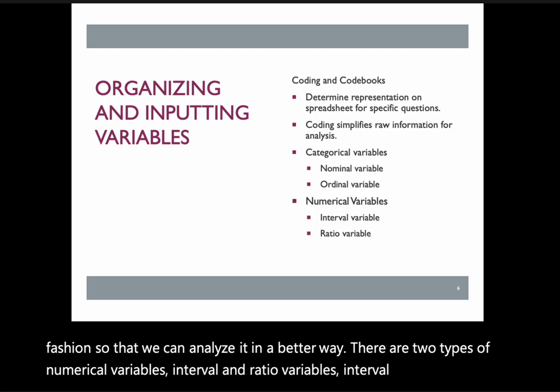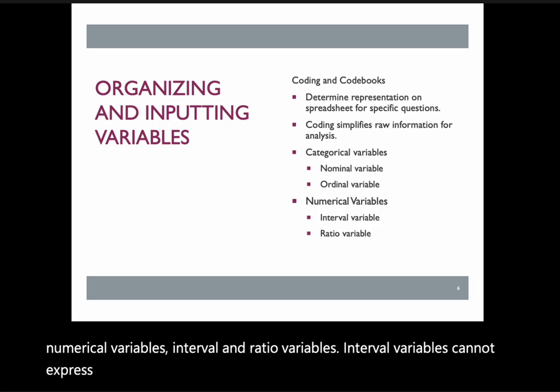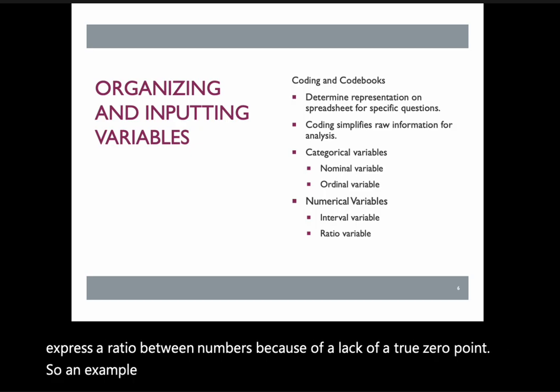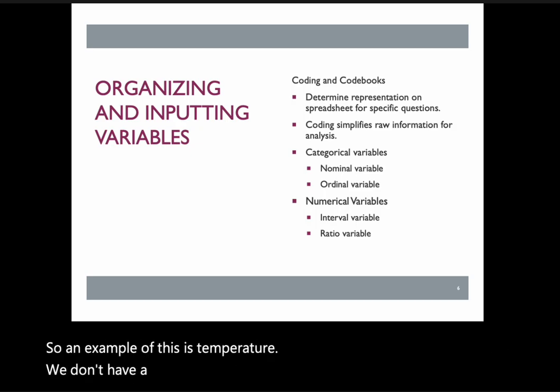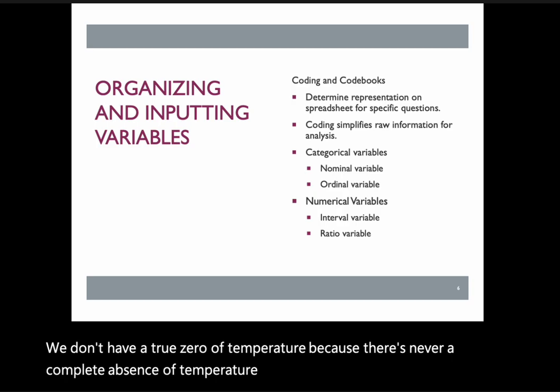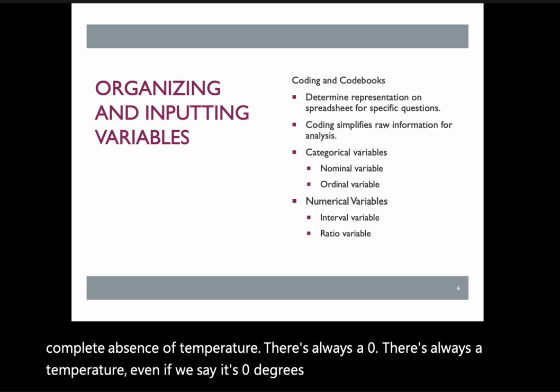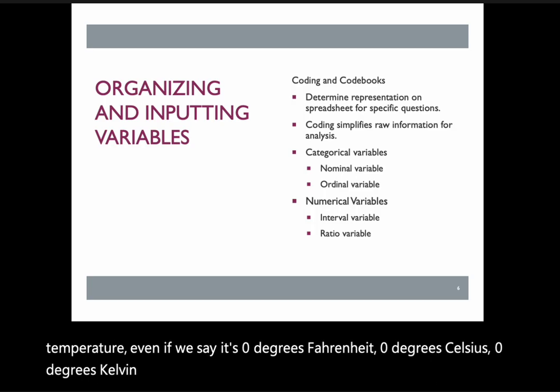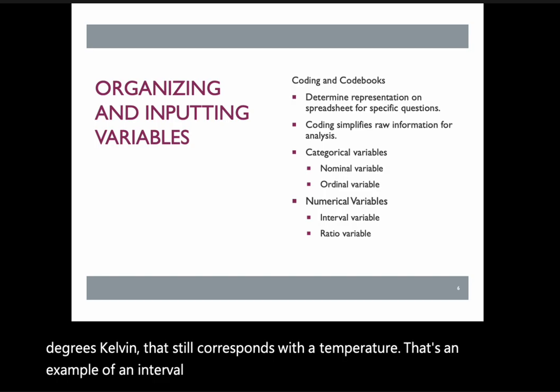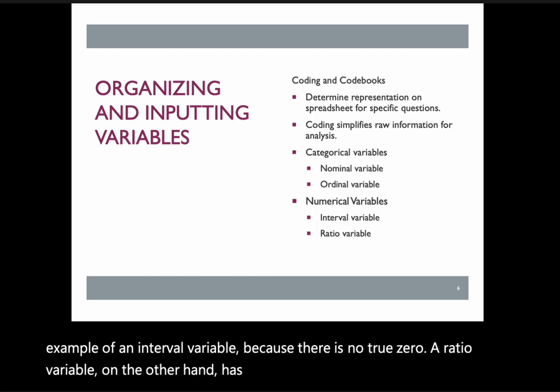Interval variables cannot express a ratio between numbers because of a lack of a true 0 point. So an example of this is temperature. We don't have a true zero of temperature because there's never a complete absence of temperature. There's always a temperature. Even if we say it's 0 degrees Fahrenheit, 0 degrees Celsius, 0 degrees Kelvin, that still corresponds with a temperature. That's an example of an interval variable because there is no true zero. A ratio variable, on the other hand, has a true 0 point. So examples might be the number of children that someone has.